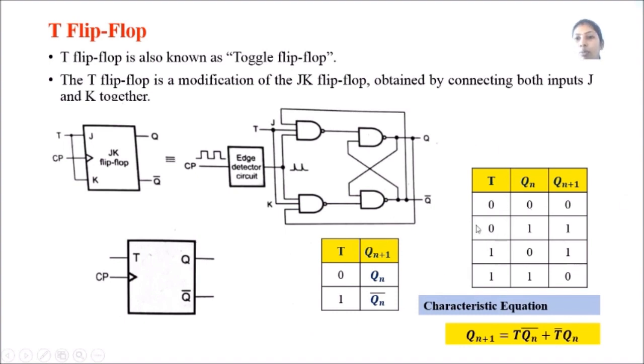When T is 0, in both conditions, Qn is rewritten in Qn plus 1. That is, there is no change in the states when T is equal to 0. When T is equal to 1, the output is the complement of the present state. So the characteristic equation is given: Qn plus 1 is equal to T Qn bar plus T bar Qn.